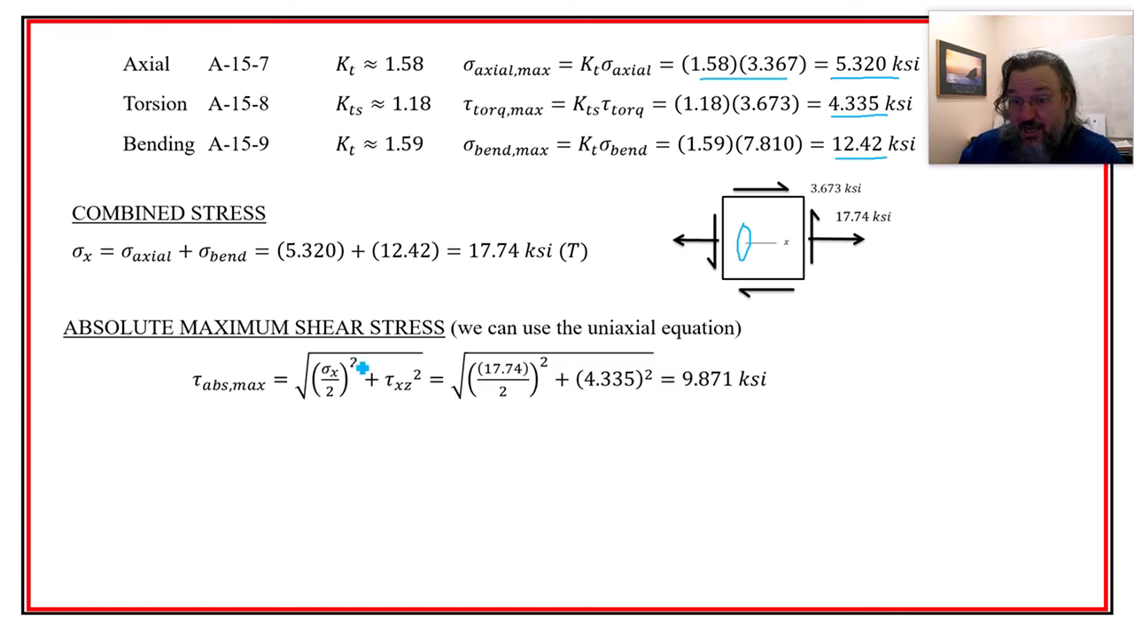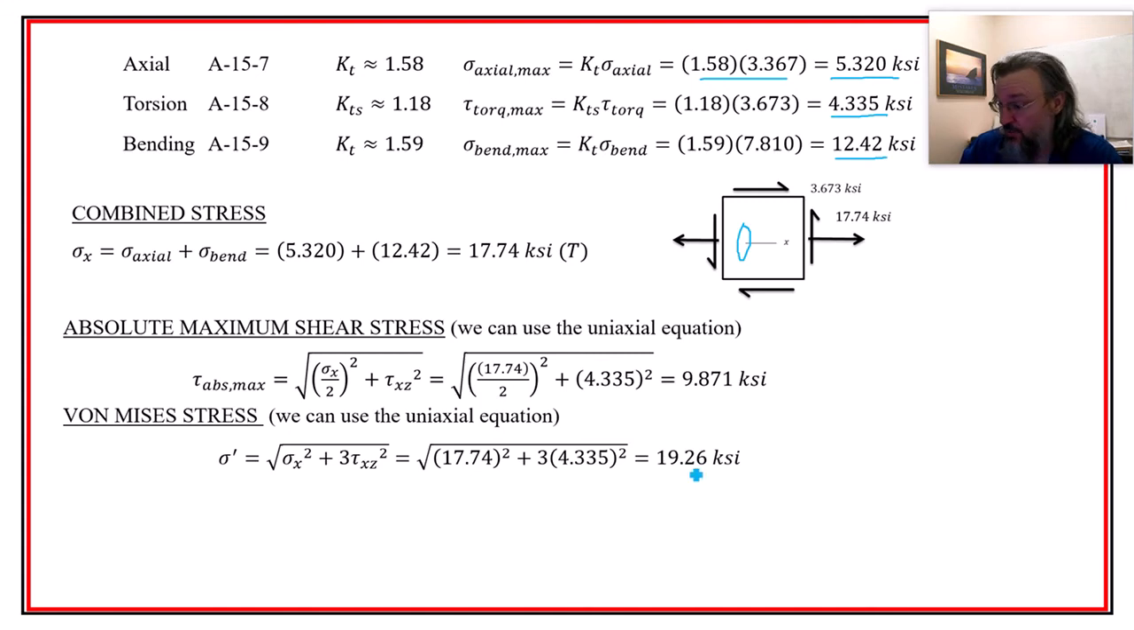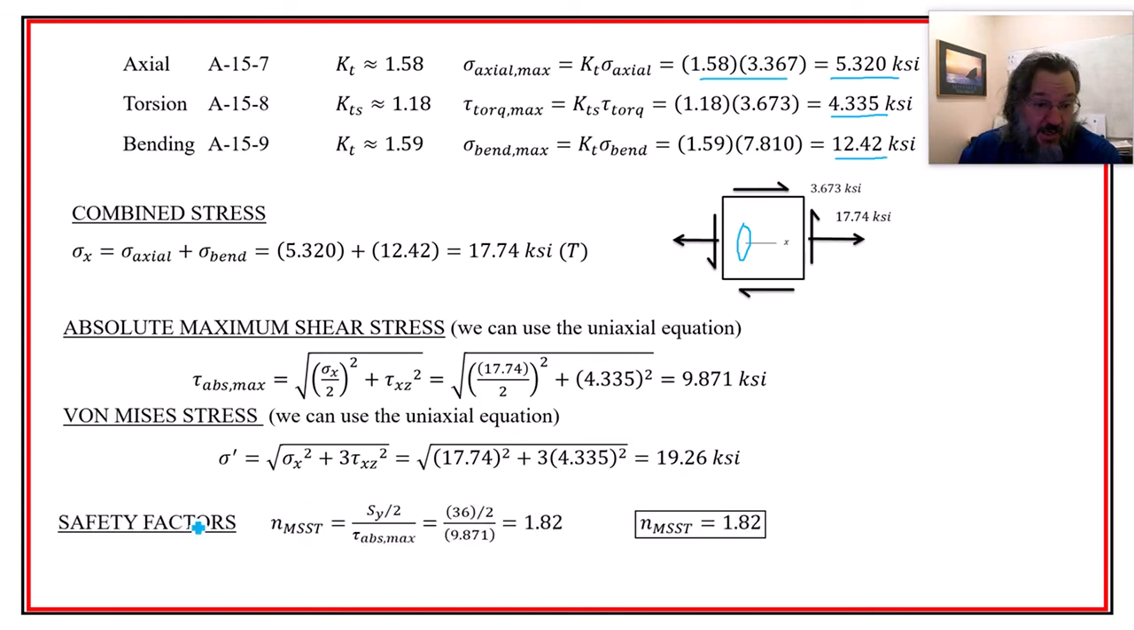And because it's uniaxial, I can use this equation, and I get 9.871. And then for von Mises, we could use this uniaxial as well. We get 19.26. And for our safety factors, dividing 36 by 2 to get the shear yield, and dividing it by the absolute maximum shear, we get 1.82.